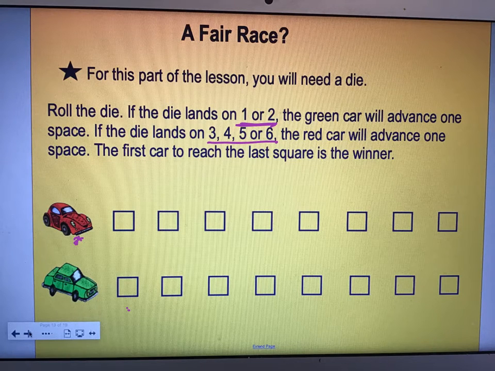So why don't you decide right now, which one do you think is going to get way over here the fastest? The green car is going to move every time she rolls a 1 or a 2, and the red car is going to move if she rolls a 3, 4, 5, or 6. Just real quickly, decide, raise your hands which one you think we should pick.